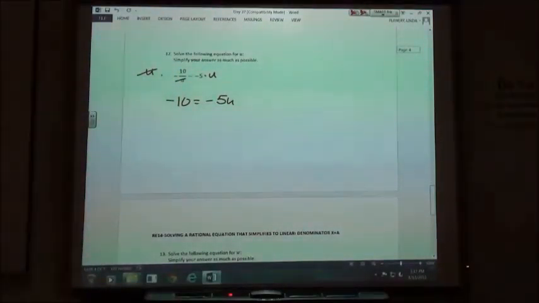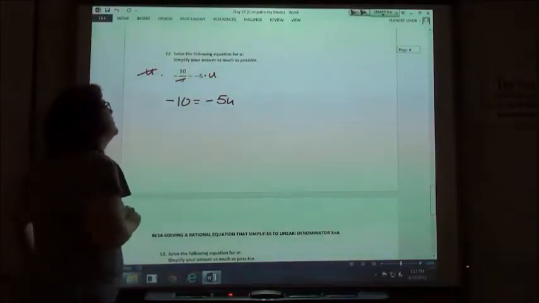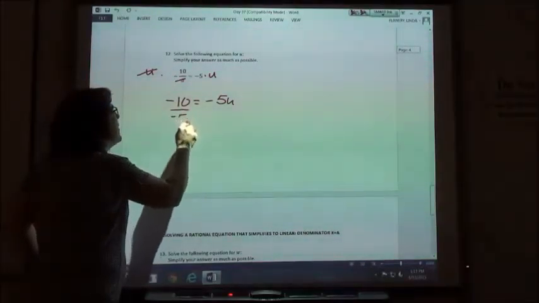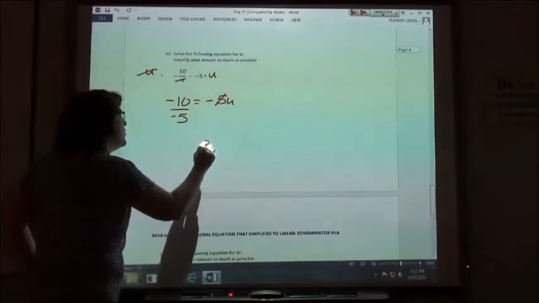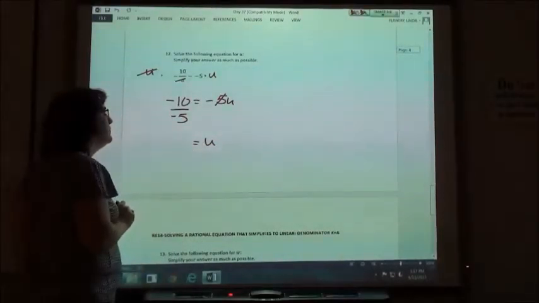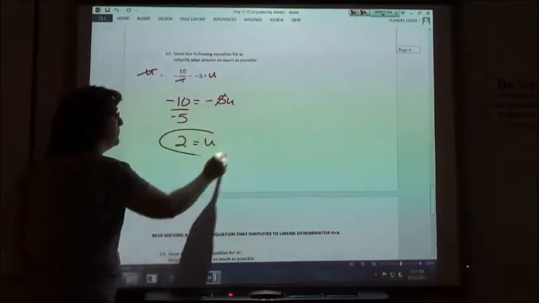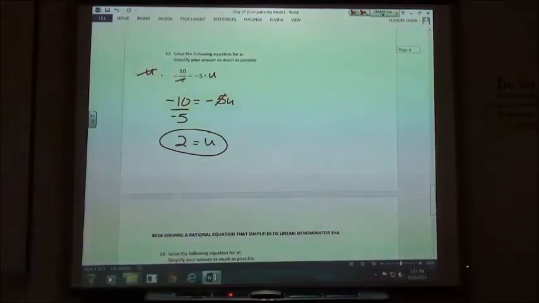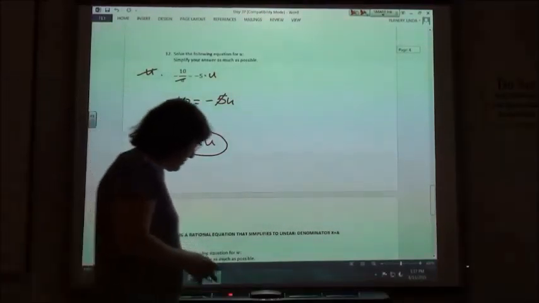And so now when we solve that, divide by negative 5. And so our answer is going to be 2 equals u. So our answer is just 2, since negative 10 divided by negative 5 is a positive 2. That one came out to a nice whole number.